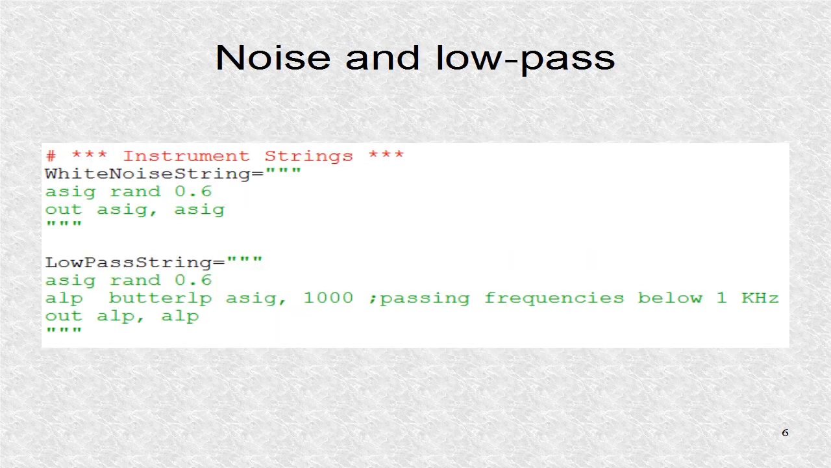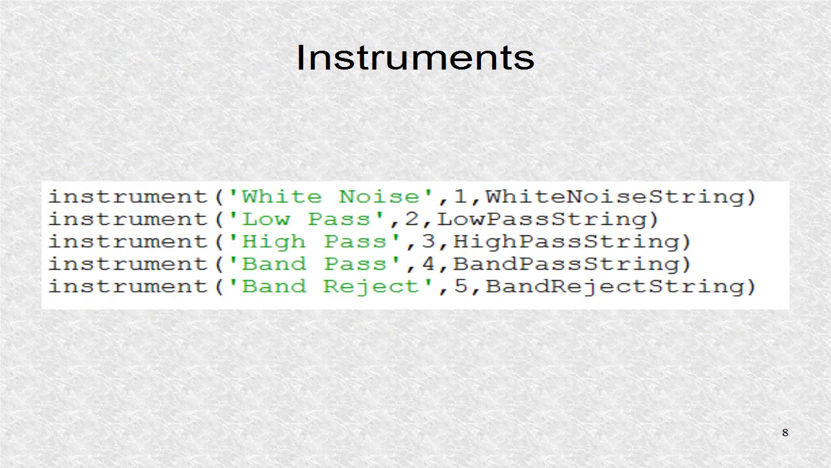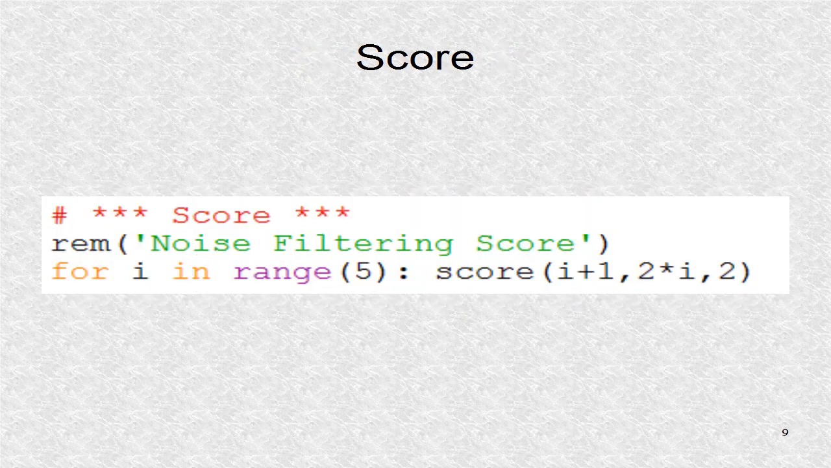Here, we have instrument strings for noise to serve as reference and a low pass filtered noise. These are strings showing the other three band filters. Finally, the reference and the four filtered noise signals are added to different instruments. This creates a score, calling each instrument for a 2-second duration.